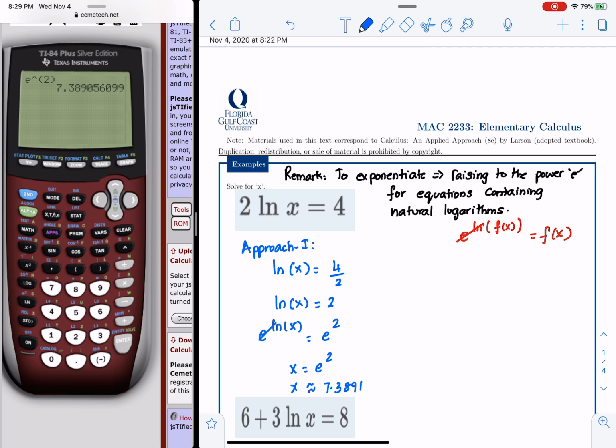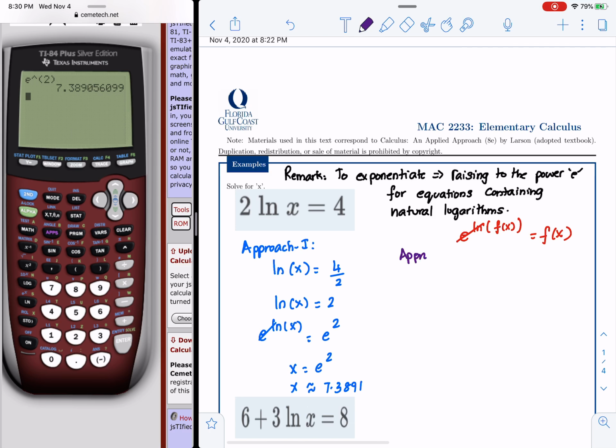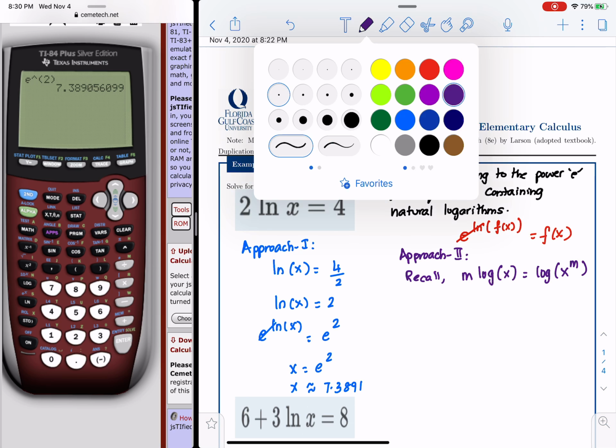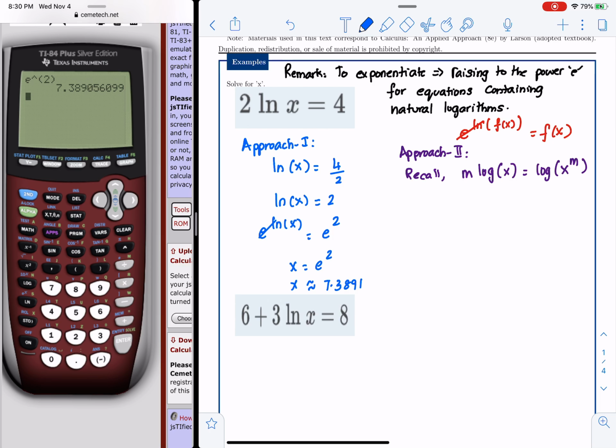Another approach is to use the properties of logarithms. Recall, we have m log x is simply log of x raised to m. That is the standard power rule of logarithms. So when we have the natural logarithm, 2 ln of x equals 4, I could write it as ln of x squared equals 4.